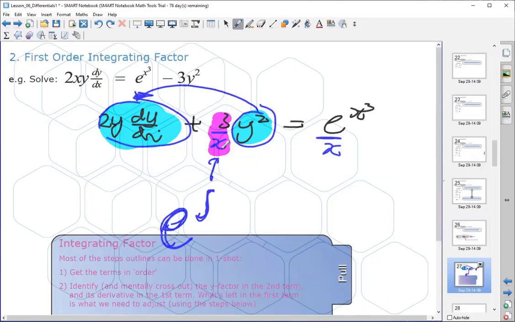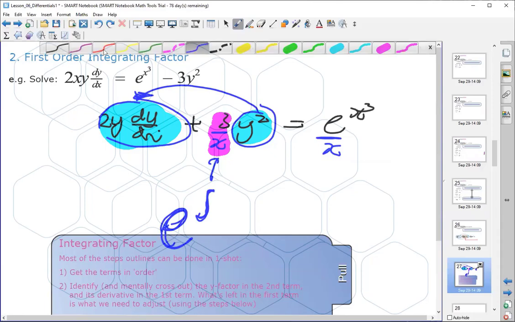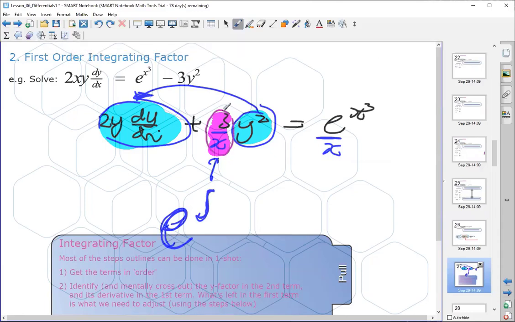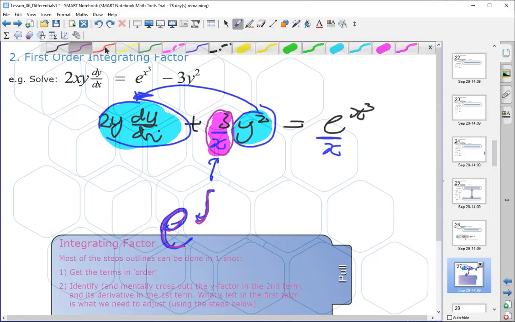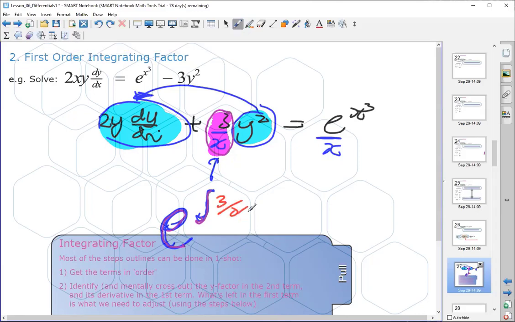So what we're always going to do is integrate this first, and then after we've integrated it, we're going to do e to the power of that. So I'll just put that in there then. So that's 3 over x. Okay, so those are the 2 steps I need to do. I need to integrate the 3 over x, and then I need to do e to the power of that. And then that will tell me what I need to multiply by. That will be the integrating factor.